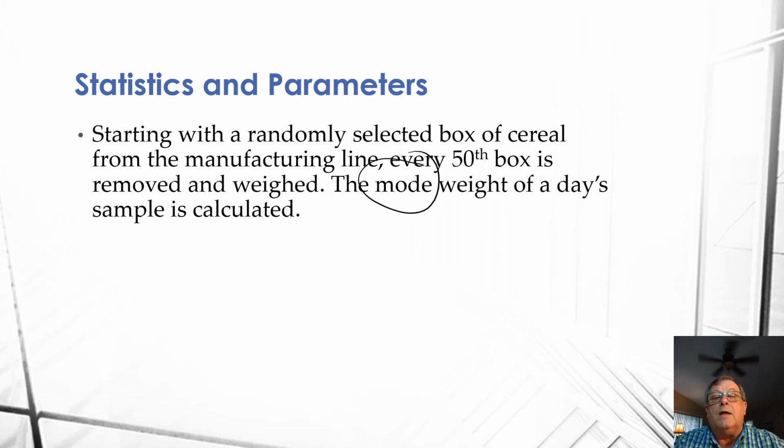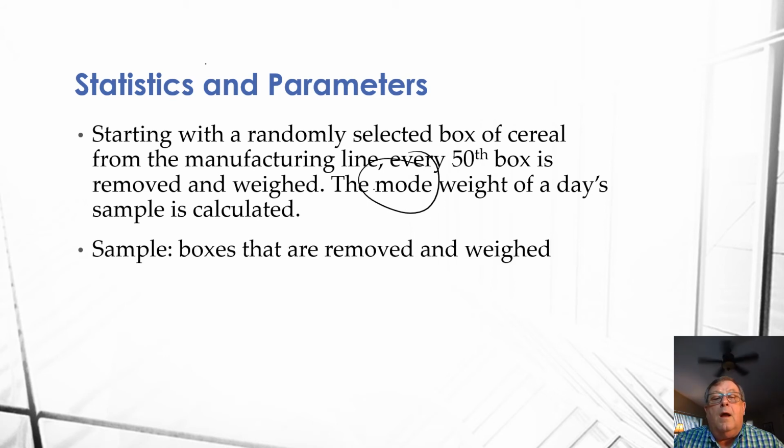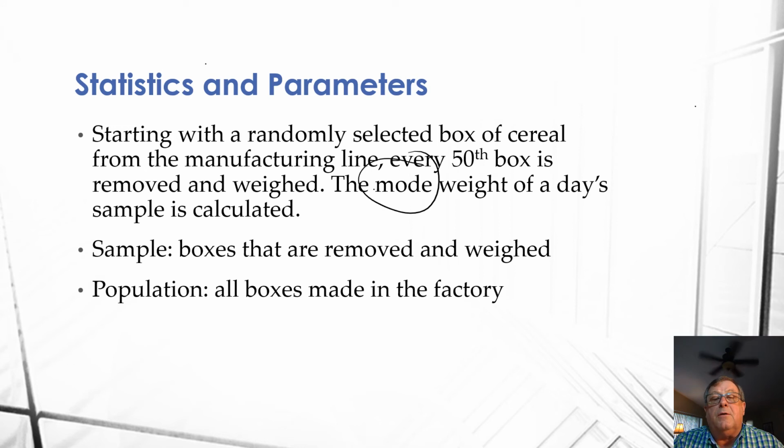All right, but in this example, that's a little bit beyond the scope of what we were asked to do, because we're asked to identify the sample, the population, and then describe the sample statistic and the population parameter. So let's start with the sample. Well, we see here that we're going to randomly select a box of cereal coming off the line, and they are removed and weighed. So our sample are the boxes that are removed and weighed. And then what's our population? Well, our population is all the boxes that are made in the factory.